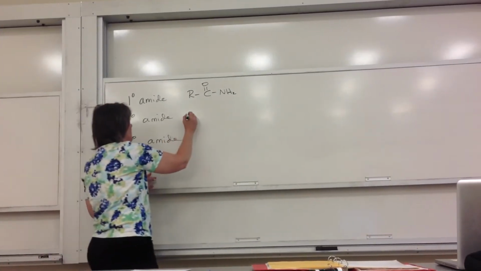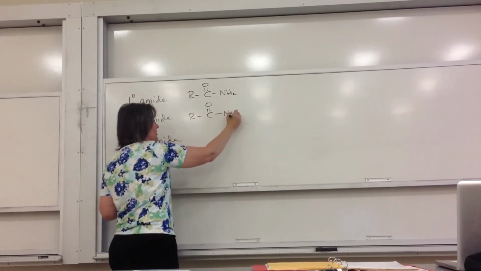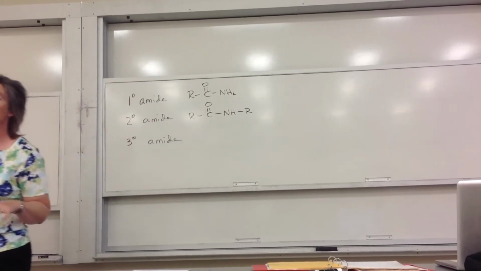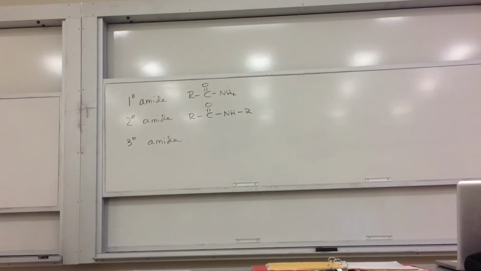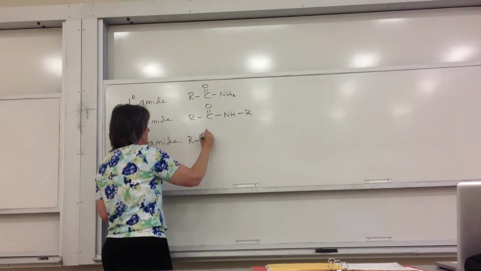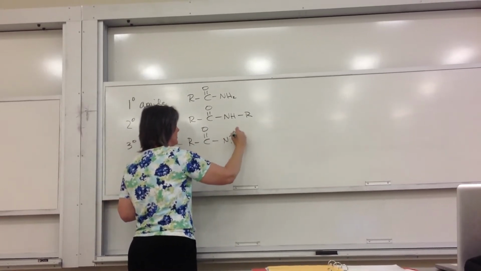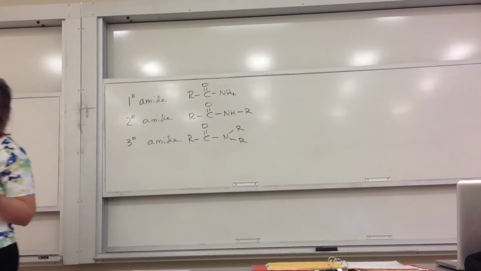The secondary amide has the carboxylic acid part attached to a nitrogen, but the nitrogen now has an R group on it. So you'd make that from an acid chloride and a primary amine. Tertiary amides have the carboxylic acid part, and then the nitrogen would have 2 alkyl groups on it. They may or may not be the same. They don't have to be the same.